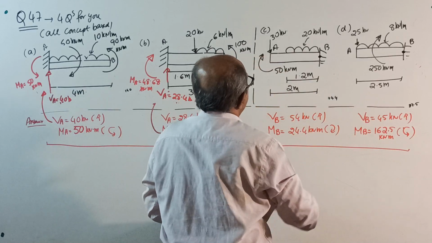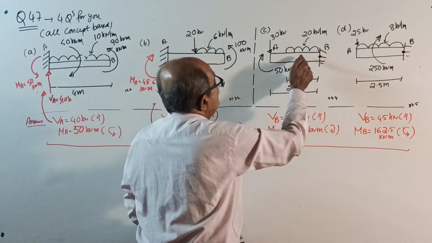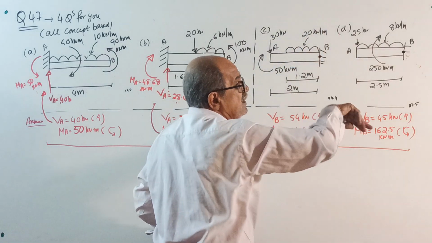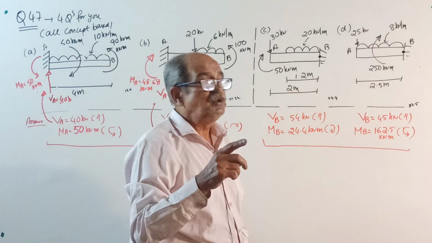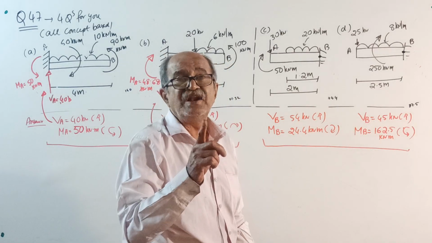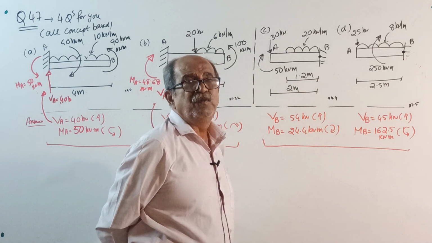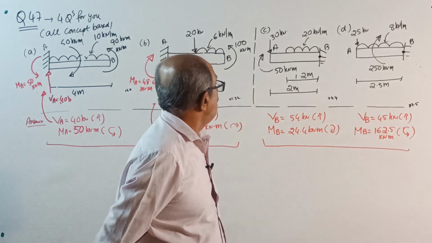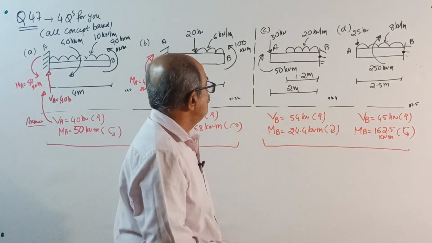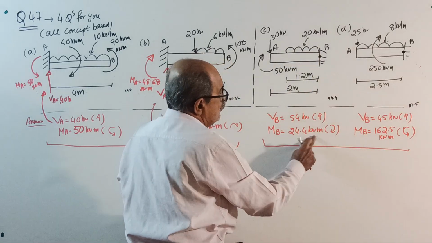Now, for these two questions, you should take moment about B. See here. 30 into 2 anti-clockwise. 20 into 1.2 into 1.2 by 2 is also anti-clockwise. Those two together will be 74.4 anti-clockwise. This is action and a clockwise of 20. 74.4 anti-clockwise, clockwise of 20 means it will be anti-clockwise of 24.4. So for balancing, you will get the reacting moment clockwise of 24.4.